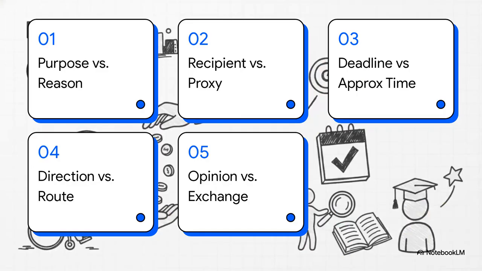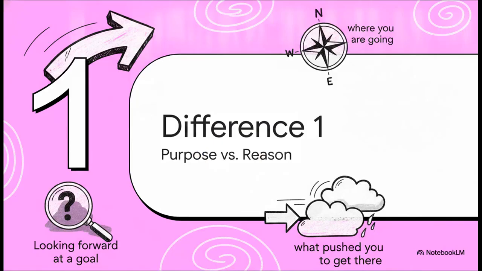And here is our roadmap for today. We're going to break down 5 key differences: purpose versus reason, recipient versus proxy, deadline versus approximate time, direction versus route, and finally, opinion versus exchange. Let's dive right in. Difference number 1, purpose versus reason.